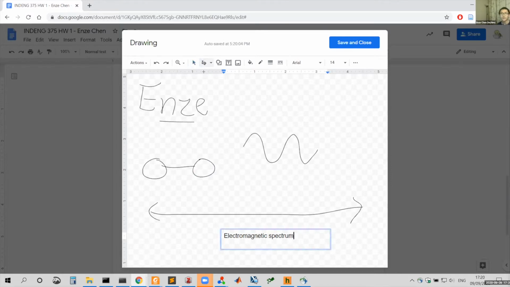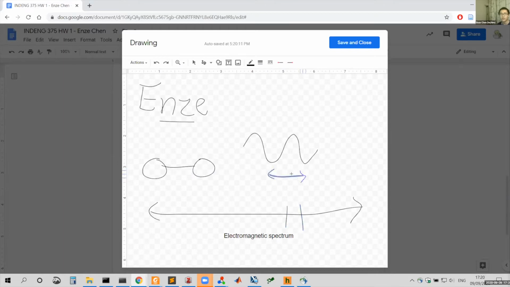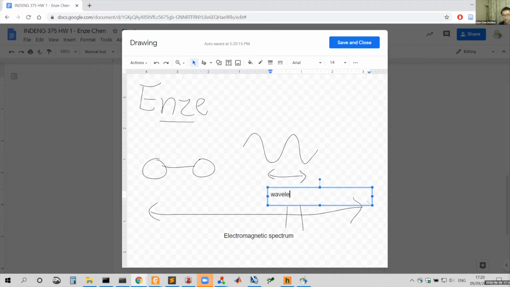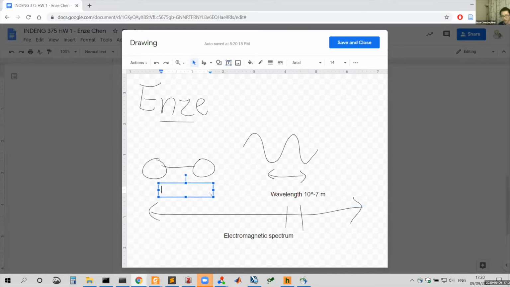In particular, visible light is in this narrow region of the spectrum where the wavelength, or the distance from trough to trough, is about 10 to the negative 7 meters. Atoms, on the other hand, are much, much smaller, and the interatomic separation is about 10 to the negative 10 meters. So in some ways, visible light is simply too big to look at atoms.